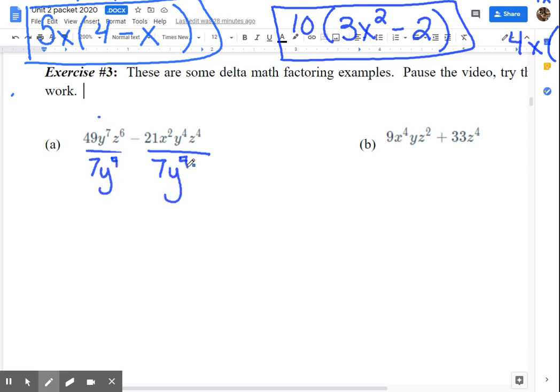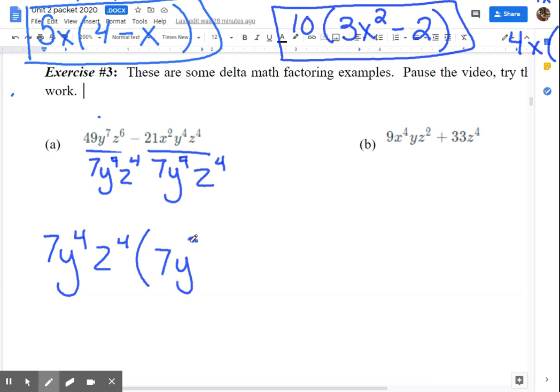That was a 4. That's a 4, badly written. And z to the 6 and z to the 4, I can take out a z to the 4 and a z to the 4. So my GCF is 7y to the 4, z to the 4, and then in parentheses, 49 divided by 7 is 7. Y to the 7 over y to the 4 is y to the 3. And then z to the 6 over z to the 4 is z squared.